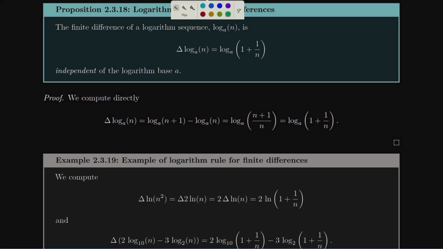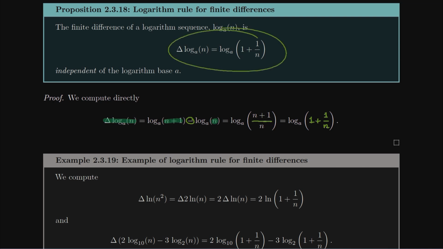The logarithm rule, you just kind of write it out. I'll go back to the proof again. You write it out. By definition, we're going to shift forward by 1, and we're going to subtract the original sequence. Well, log rules say, hey, if I've got a subtraction between logs, that can be written as a division within logs. And if I simplify that division a little bit, I just end up with 1 plus 1 over n on the inside of my logarithm. So that's going to be true independent of the base of the logarithm, because bases don't care about log rules very much. Independent of the base, this is always going to be the finite difference of the logarithm.